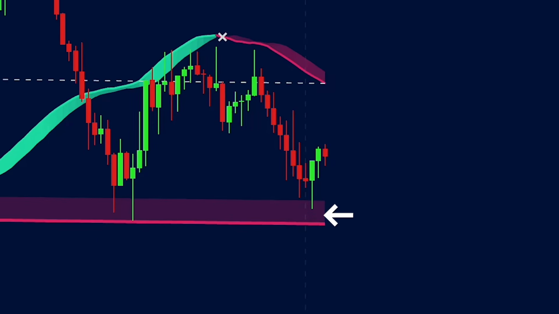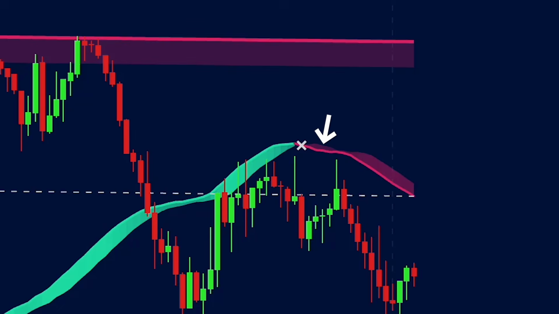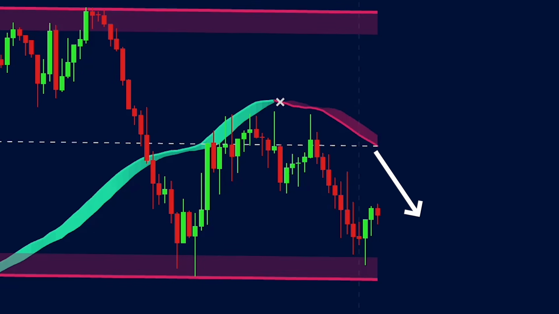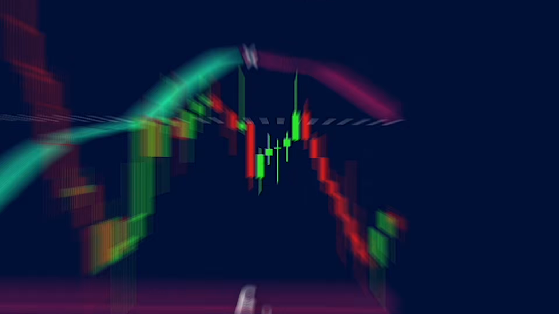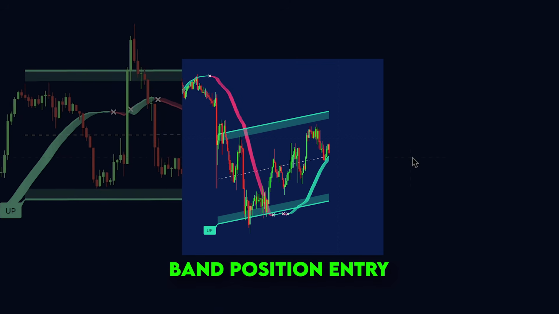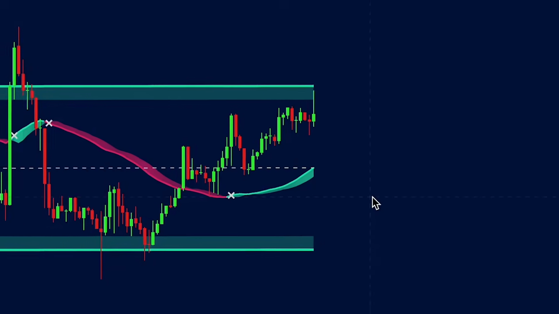In a red channel, you want the ribbon to turn from green to red, marking bearish momentum taking control. When you see the ribbon color match the channel color, you're now at phase 2 confirmation. Phase 3, the band position entry, is the final piece.